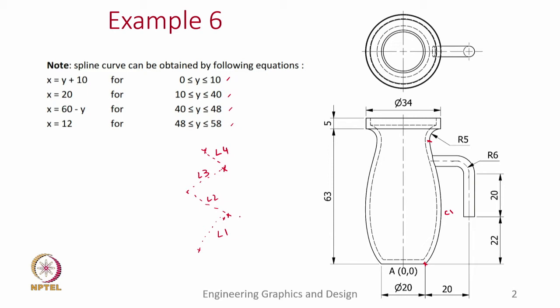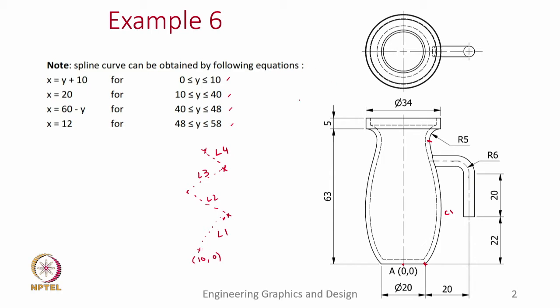Using these equations, first let us figure out the points of the vertices, then it will be easy for us to use the spline command. So, this point is given by what? We know that this point is the origin, 0 0. Since the diameter is given as 20, this point should be x is 10 and y is 0. What about the end point of line L1?